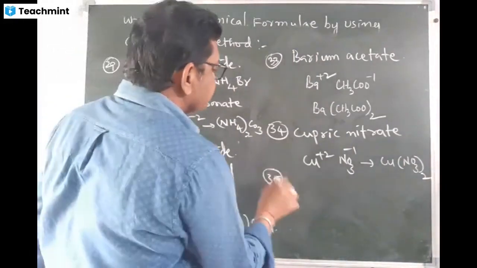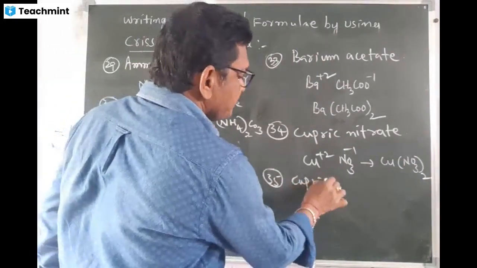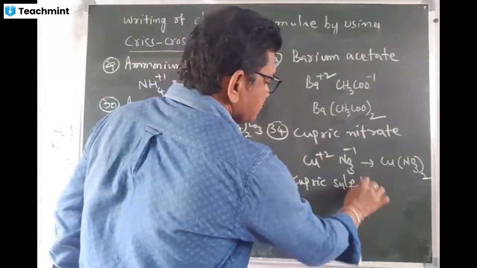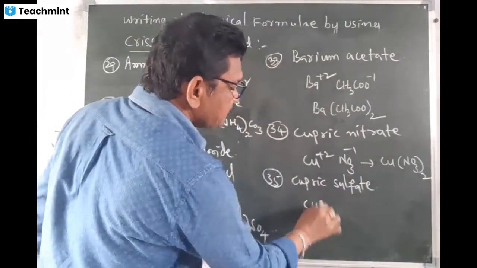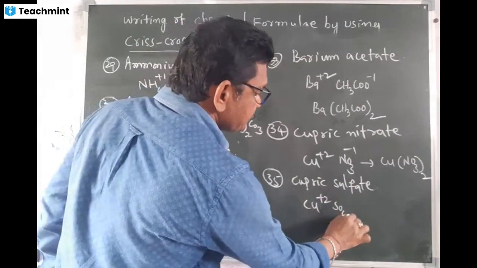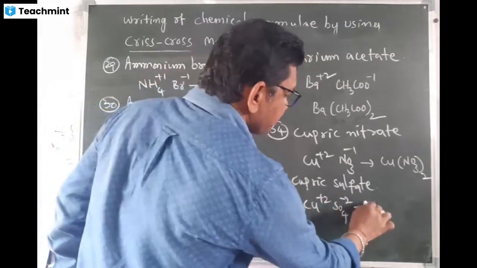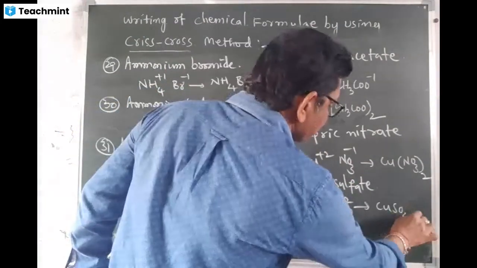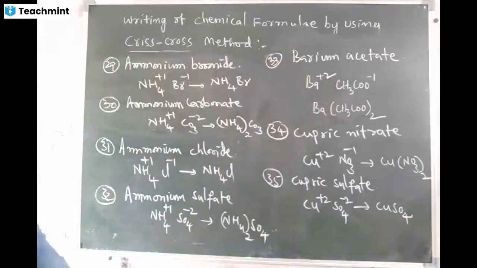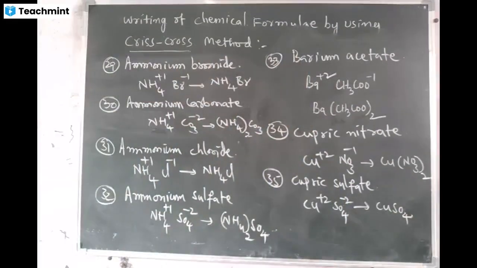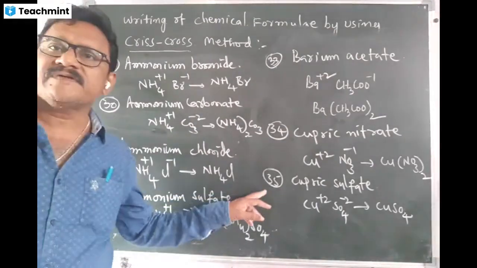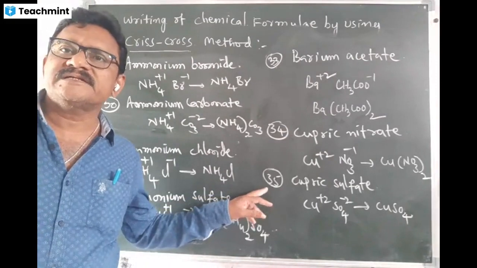Then 35th, cupric sulfate. Cupric sulfate or copper sulfate means Cu plus 2, SO4 minus 2. Okay, 35 formulas. So far we have written 35 formulas.